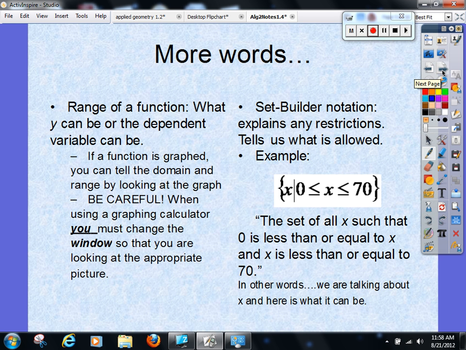So moving on, the range of a function is what y can be. It is the dependent variable. If a function is graphed, you can tell what the domain and range are by looking at the graph. For example, and we are going to have lots of practice with this. Some of it is going to be a little confusing at first. If you had a parabola, I'll go back to the one that kind of looks like the one we had. I wish I could do a better job graphing that. Okay, what can the domain be? Well, I could pick whatever I wanted for x.